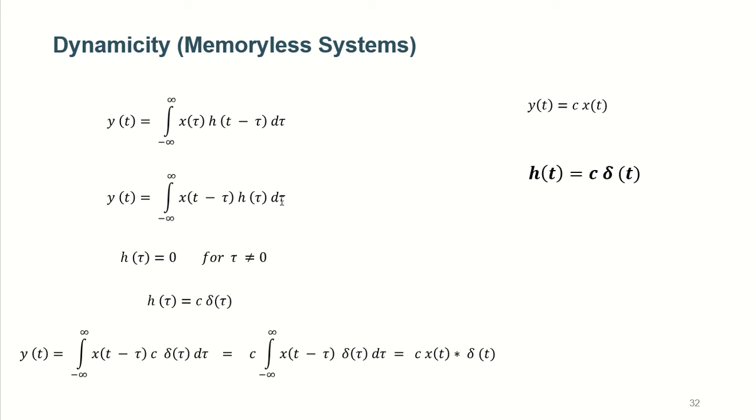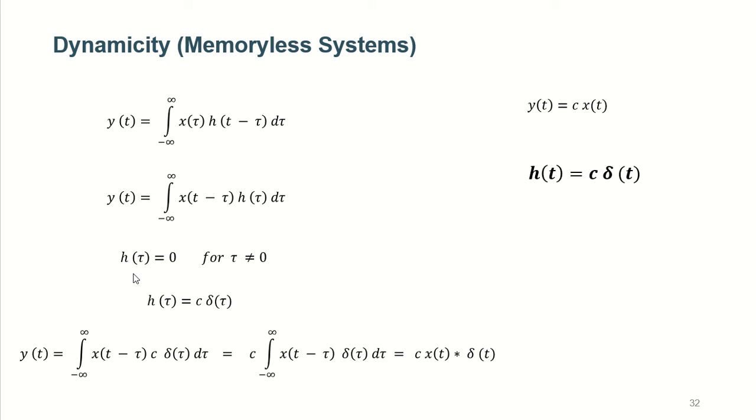only for the value of tau equals 0, because if I try to take any other value except for tau equals 0, what will happen? This input will either become the past input or it will become the future input. So for h of tau, only for the value of tau equals 0, I can find my system static. And what does it mean? It means h of tau is evaluated only at tau equals 0.